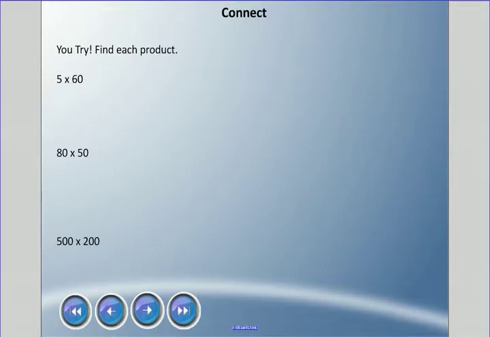I'm gonna get you to try this one. 5 times 60, 80 times 50, and 500 times 200. Pause it, come back when you're ready.